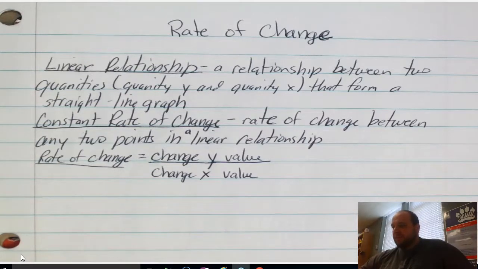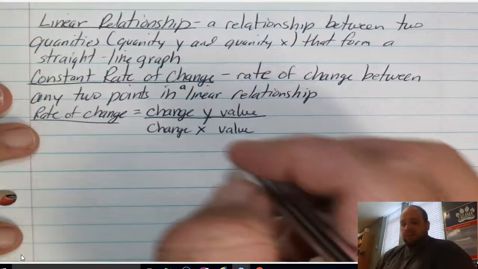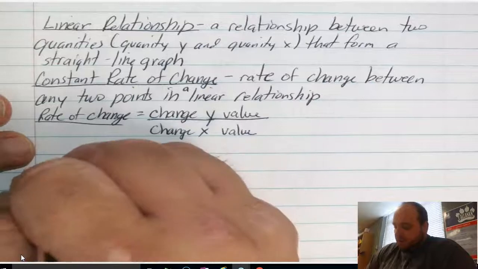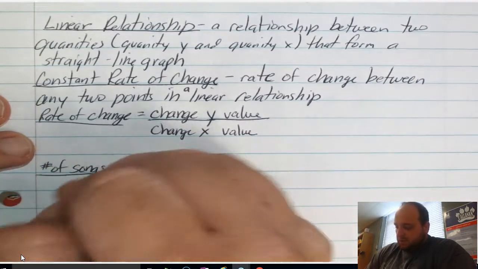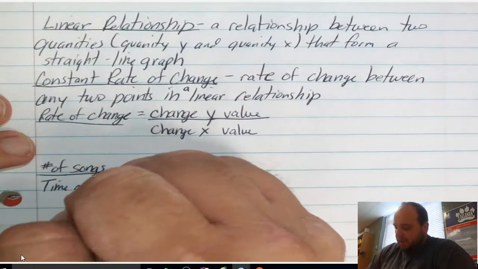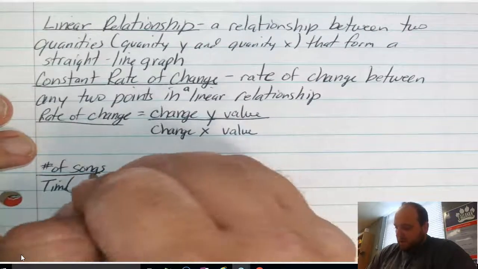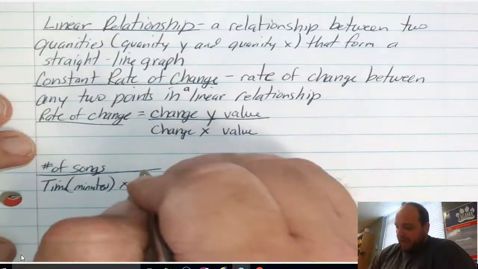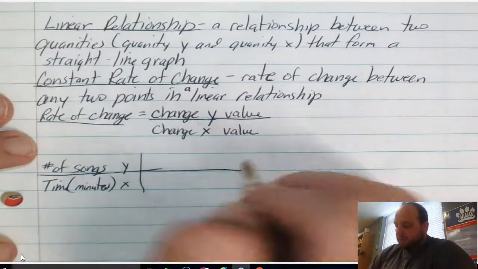The first example I have is, I think of when I download music on my phone. Okay, sometimes it takes a while to download. So the number of songs relates to the time, okay, that being minutes. My x value is my time. My y value is the number of songs, okay?